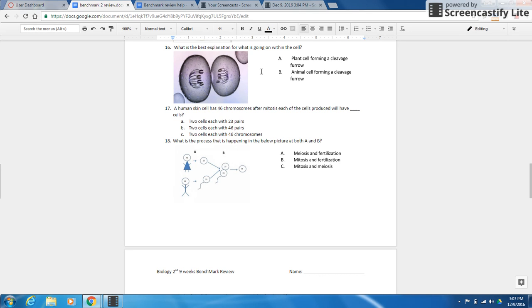Okay, a human skin cell has 46 chromosomes. After mitosis, each of the cells produced will have how many chromosomes? The key word here is mitosis. In mitosis, we're talking about skin cells and liver cells and anything except sperm and egg. That means whatever I start with, I end up with exactly the same, because I have a duplicated cell. You don't want your skin cells to start changing and mutating, because that becomes a problem. So in this case, mitosis is the big keyword.